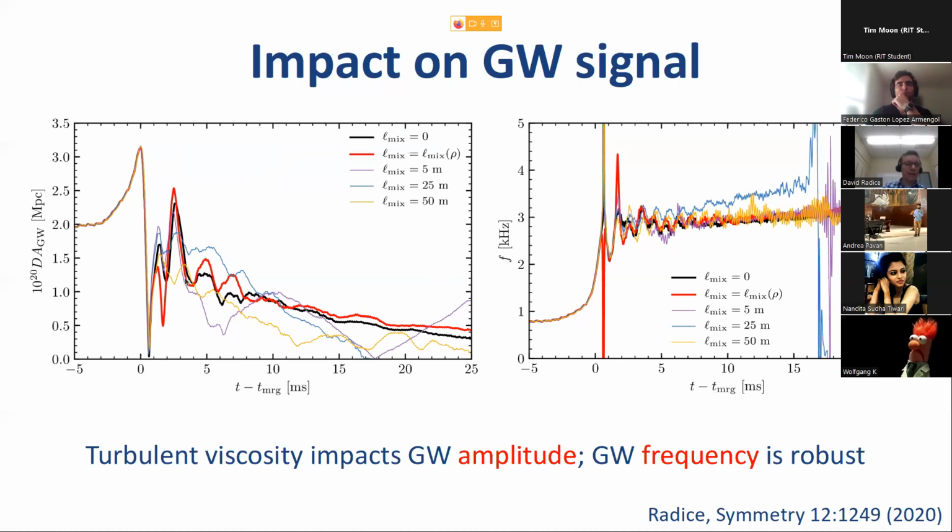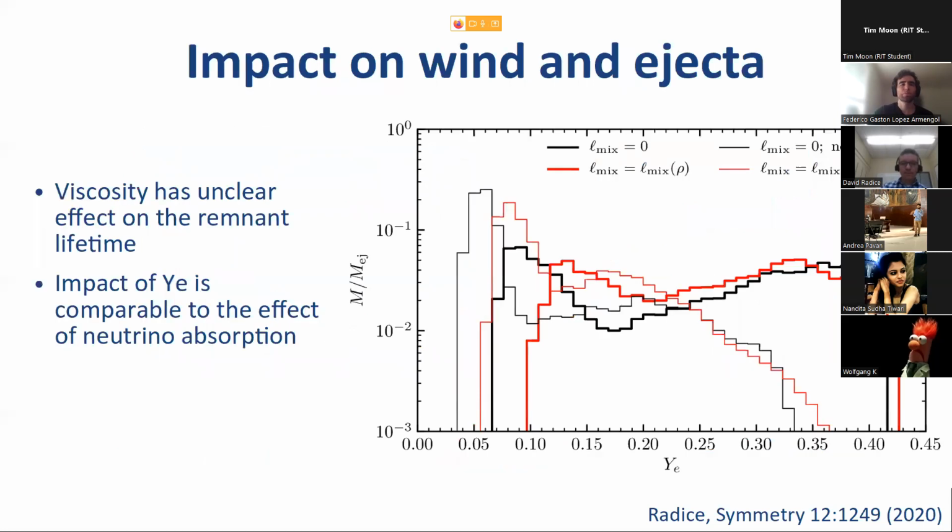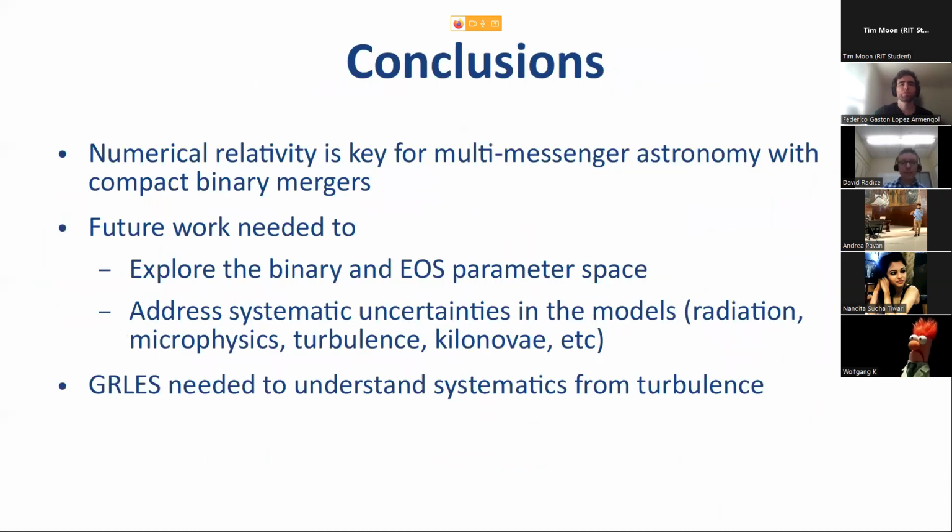So this seems to be robust. Other things like the amplitude of the gravitational wave signal, the lifetime of the remnant are things that are quite sensitive to turbulence. So if we want to have quantitative models for those, we will have to resolve the issue of turbulence. And I think I will skip the impact on the ejecta.